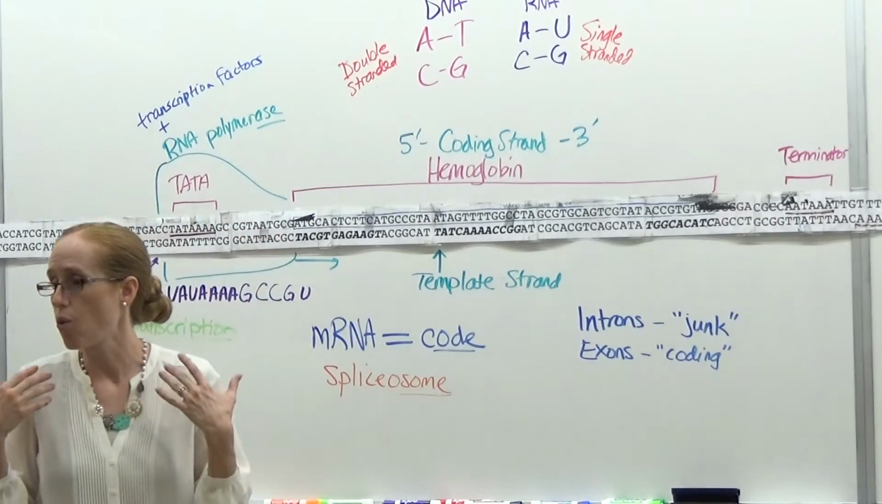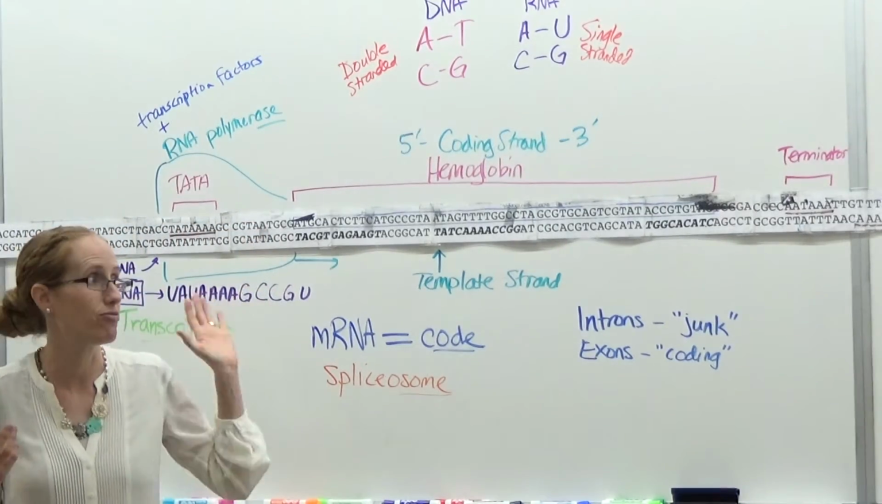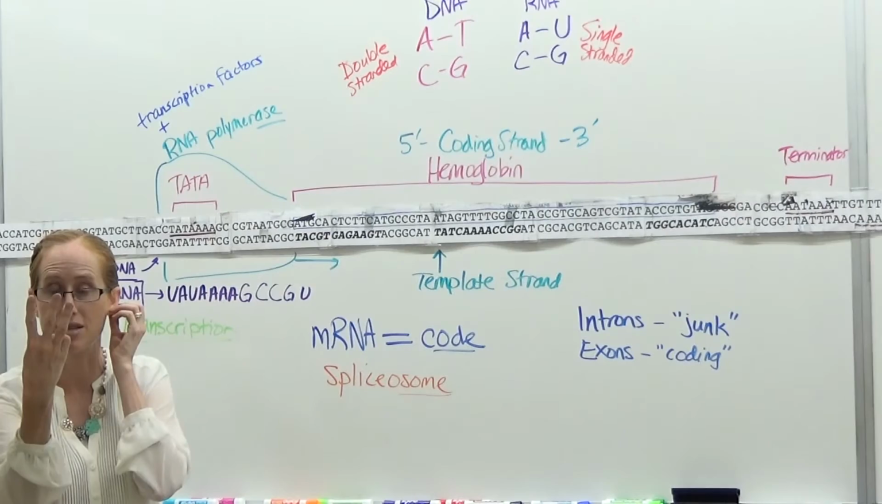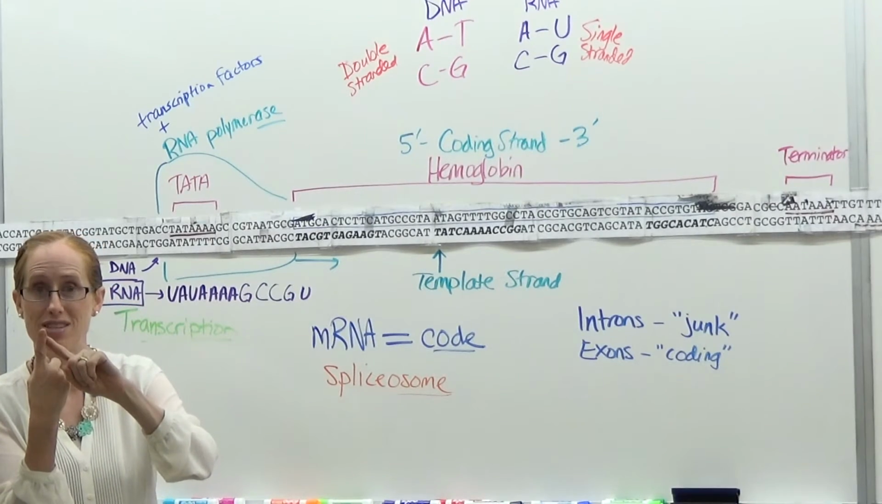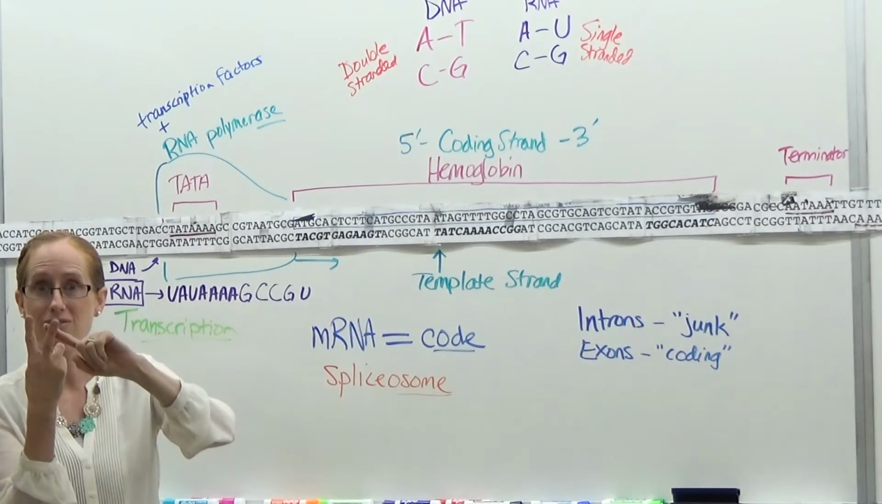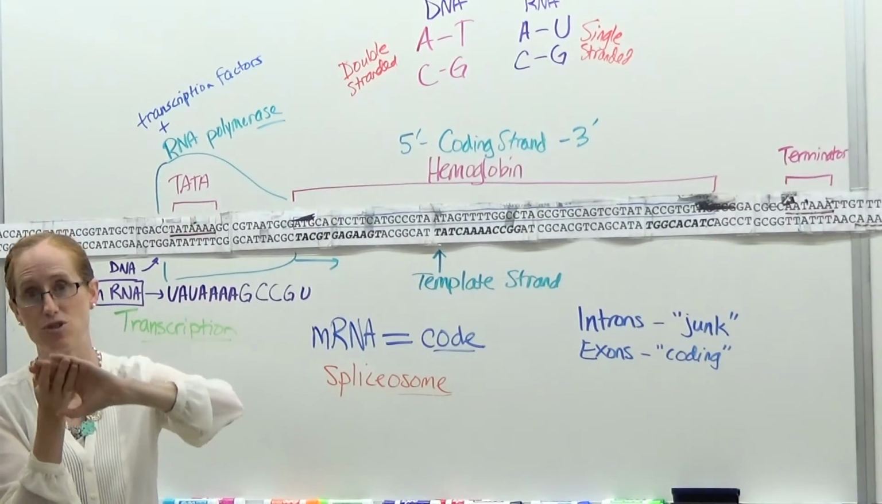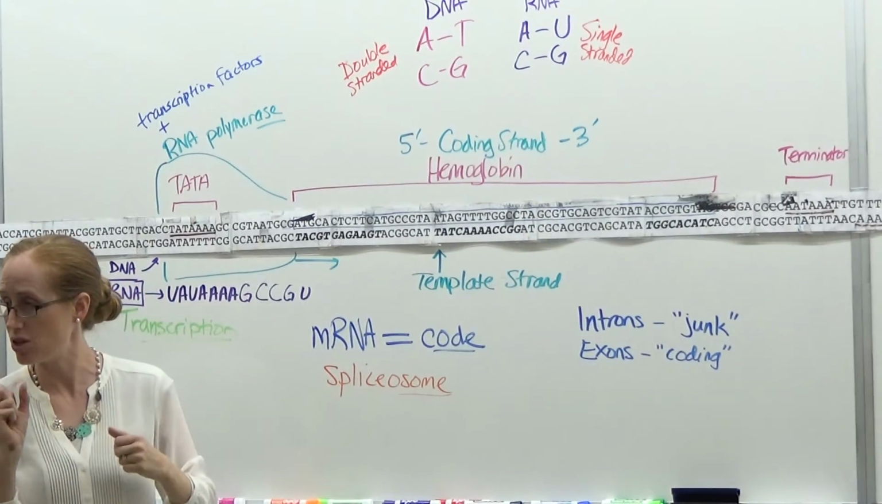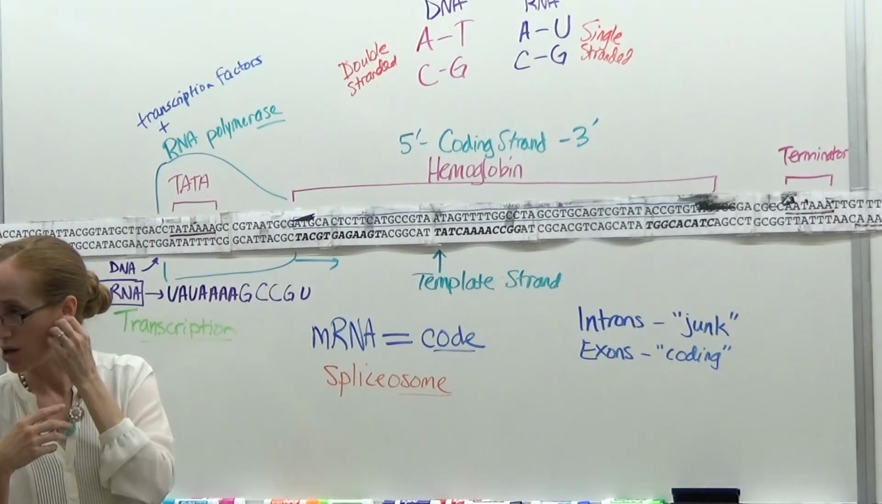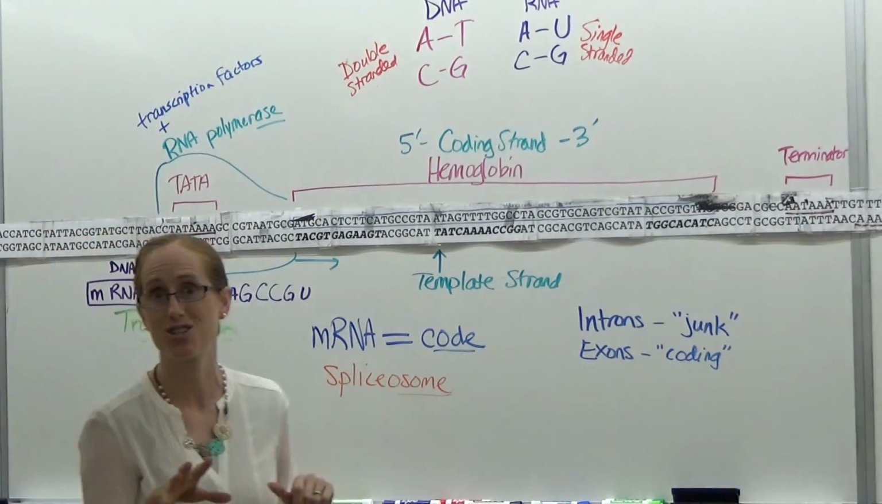So if I asked what happens to a piece of RNA before it leaves the nucleus, there are three things. One is splicing, introns and exons. One is 5' cap, and one is poly-A tail. So those are the three things that have to occur before it can leave the nucleus to be translated. All right, I'm going to pause there to do translation.